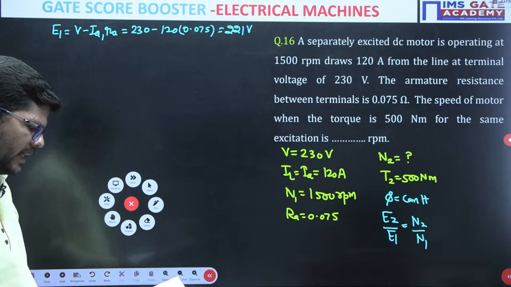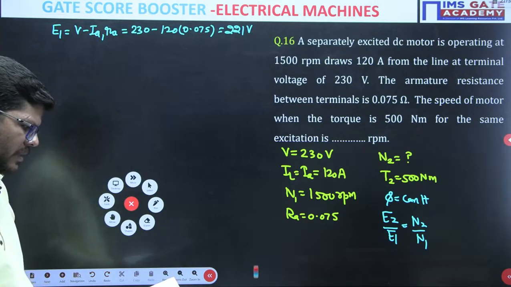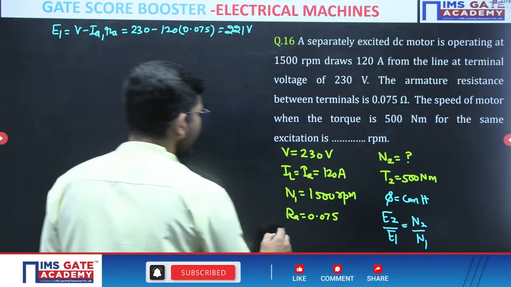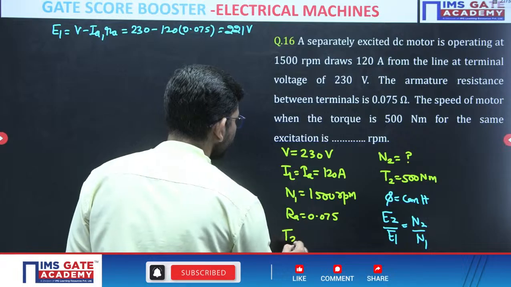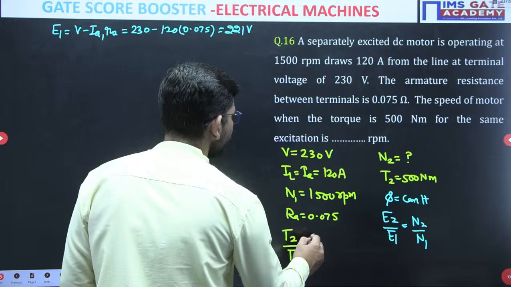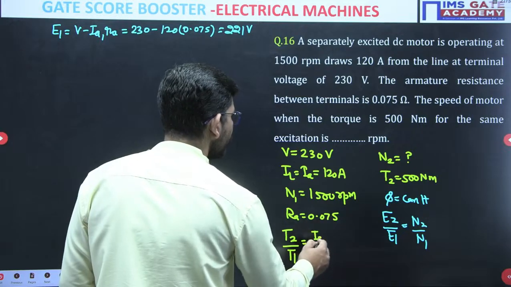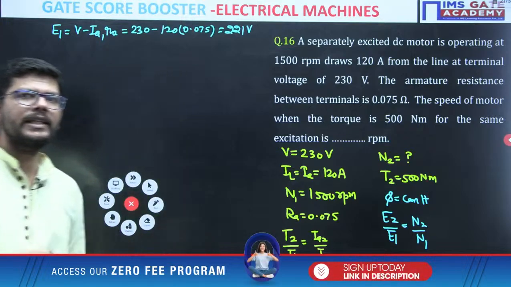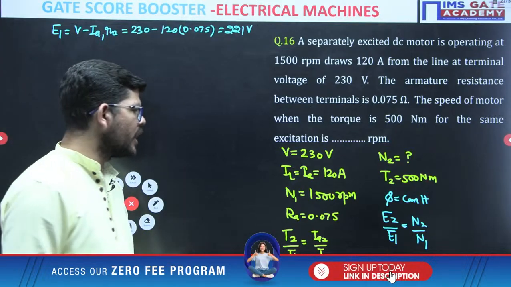How we will get current is a big question. Now if you want to calculate current, that is possible through the ratio of T2 to T1, which will be, because phi is constant, IA2 upon IA1. Just see how I am guessing what we have to calculate, how we can approach.